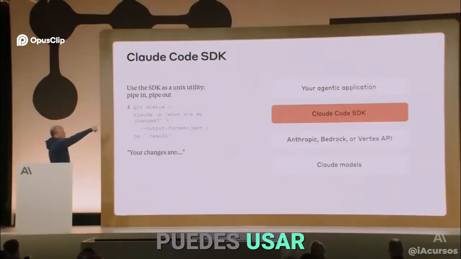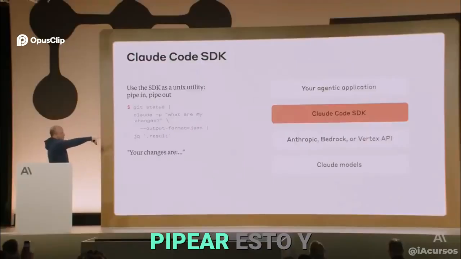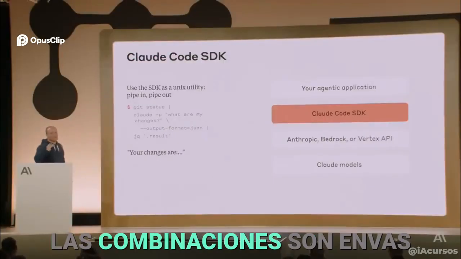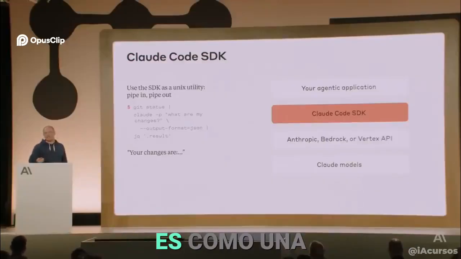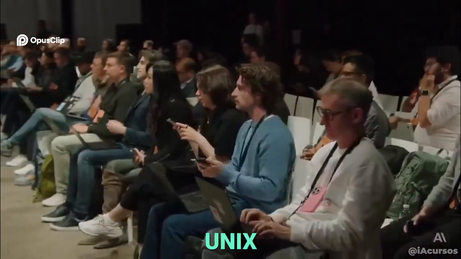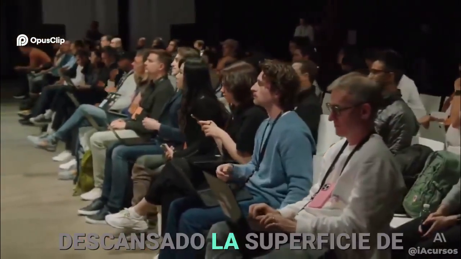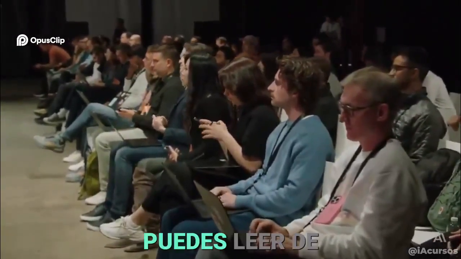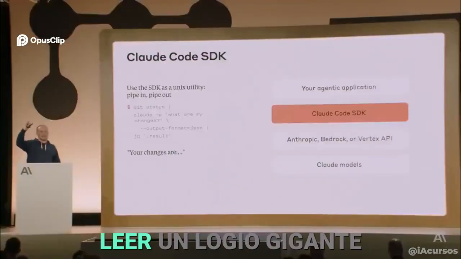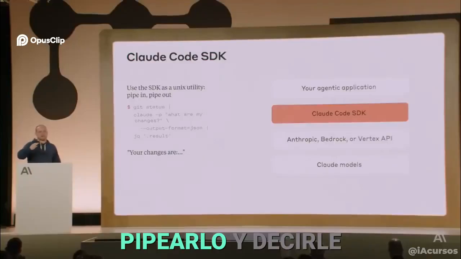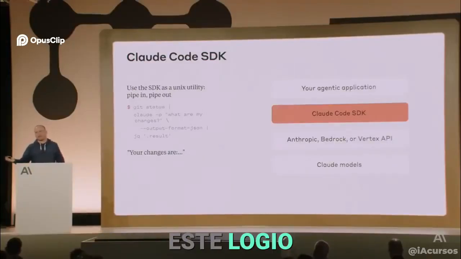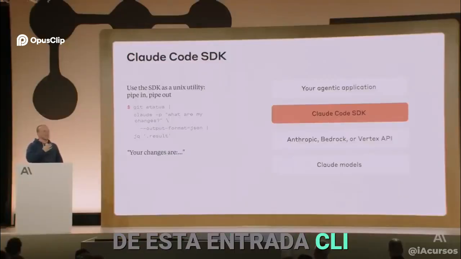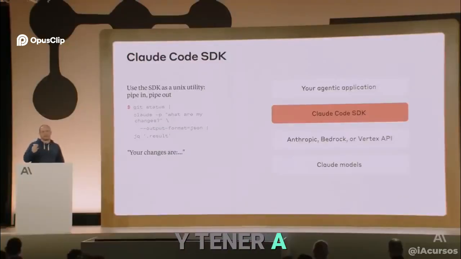So you can use, like, for example, git status and pipe this in, and use jq to select the result. The combinations are endless, and it's sort of this new idea. It's like a super intelligent Unix utility. And I think we barely scratched the surface of how to use this. We're just figuring this out. You can read from like a GCP bucket, read like a giant log and pipe it in and tell Claude to figure out what's interesting about this log. You can fetch data from like the Sentry CLI. You can also pipe it in and have Claude do something with it.